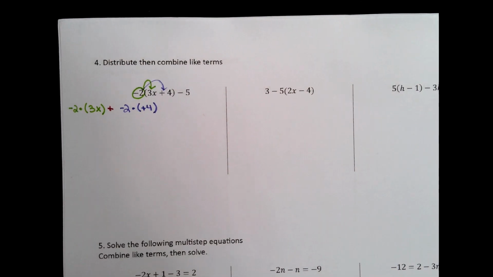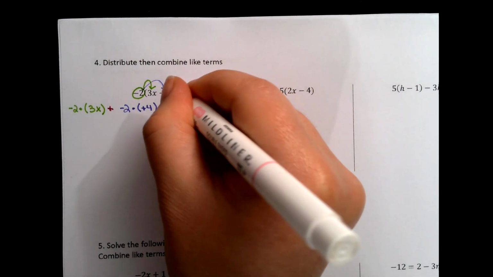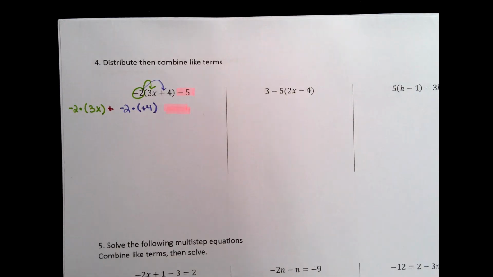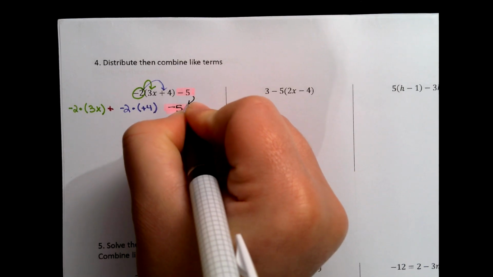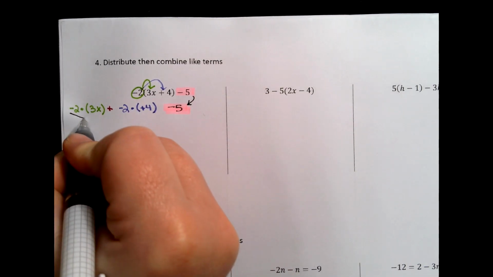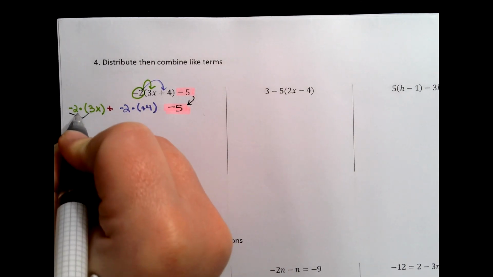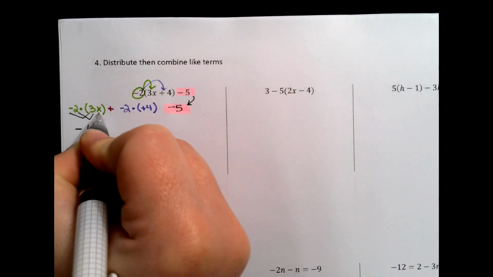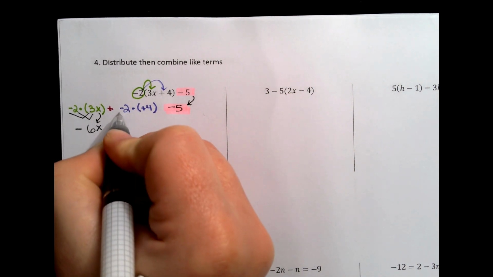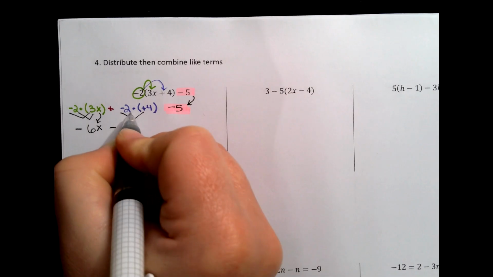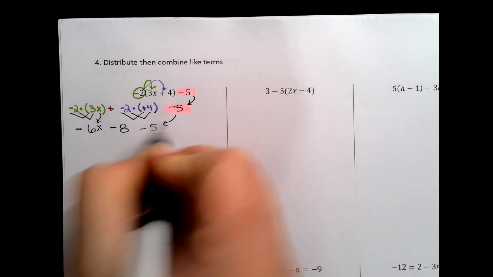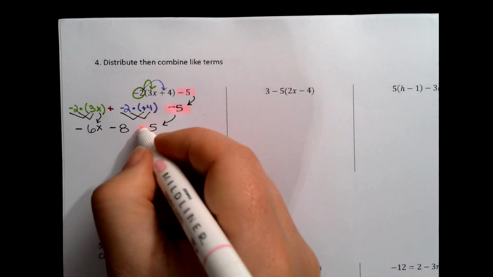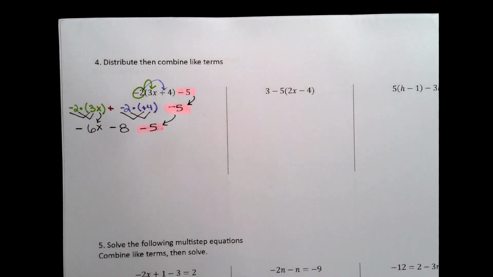Now I do have this -5 at the very end. It's going to stay at the end. We're not going to be multiplying anything onto this -5. We're just bringing it down. Here we are going to multiply, so negative times a positive is a negative. 2 times 3 is 6. Do I have a letter? Yes, that letter is X. Negative times a positive is a negative. 2 times 4 is 8. Bring down your -5. And again, we're not multiplying this -5. This is just a -5.